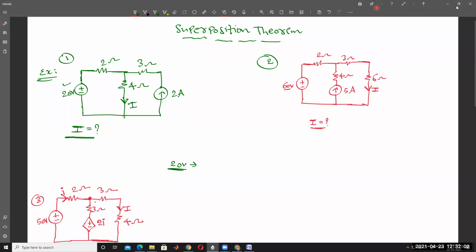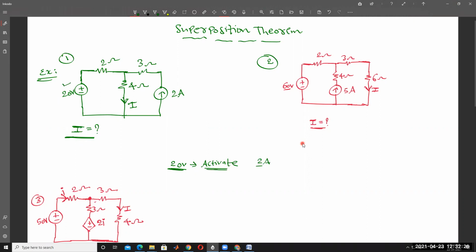For this problem, two sources are there. One is a voltage source and another is a current source. Find the current I by using the superposition theorem. First, activate the 20 volt source, and deactivate the current source.